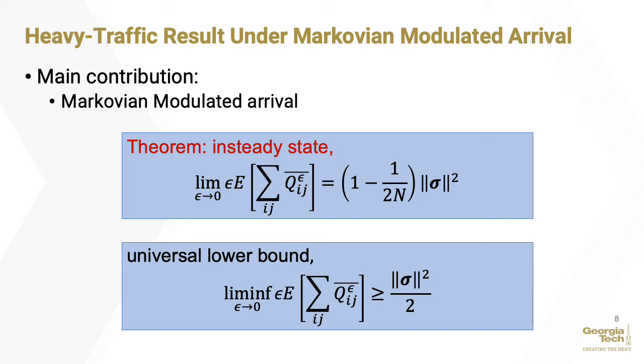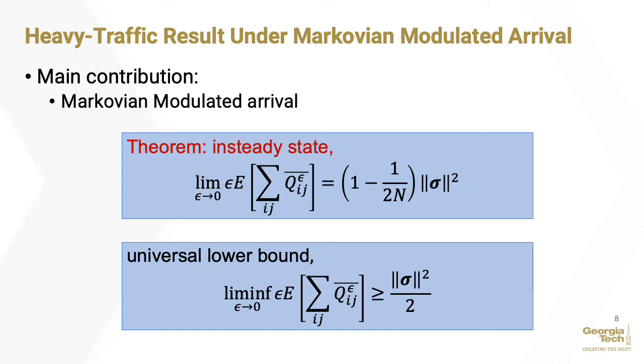Here is the main theorem. It says that in steady state, the limiting scaled expectation of the sum of Q length equals 1 minus 1 over 2n times sigma square. Here, n is the dimension of the switch and sigma square is the variance we defined before. So what does this result mean? It means that for the MaxWeight scaling algorithm, even in the Markovian modulated arrival case, the Q length is within a factor of less than 2 from a universal lower bound. So I list the universal lower bound here.